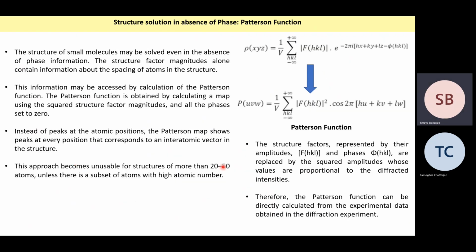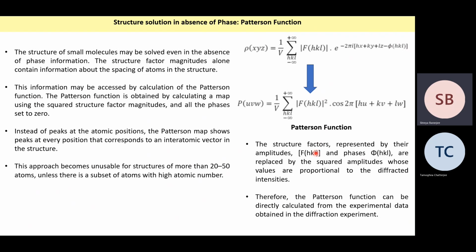However, it is applicable only for structures of around 20 to 50 atoms, because you are taking a very big assumption, that the phase is 0. And if the structure becomes larger than 20 to 50 atoms, this assumption becomes wrong.